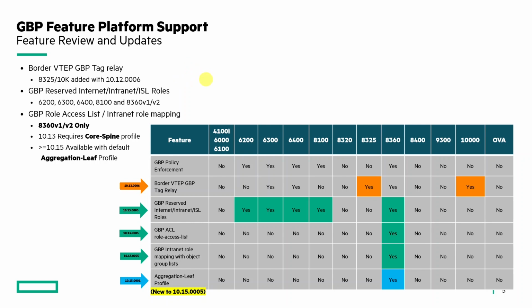In this slide, we're just going to show you the platform support for the GBP feature. Again, the feature is not new, as we already mentioned. You can see support throughout the history for each of the devices and which ones are supported. We want to draw attention to the fact that, with 10.15, in prior releases we supported the 8360 and the reserved GBP support only with the core spine profile. But now with 10.15, we also support it with the aggregation leaf profile on the 8360, which is the default.